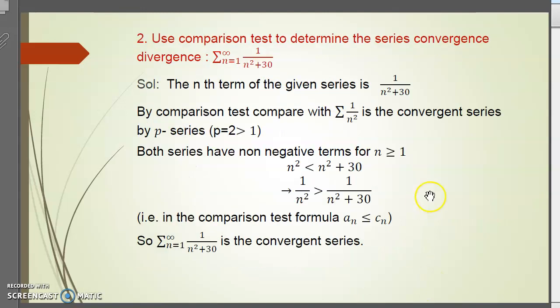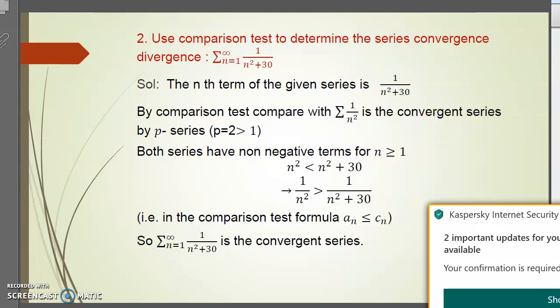See another question: 1 over n squared plus 30. You compare with what here? Take the highest power in the numerator, 1, and in the denominator, n squared. Comparing with 1 over n squared, you know that this is also a p-series, with p value 2. P value 2 means greater than 1, and if it is greater than 1, then it is convergent.